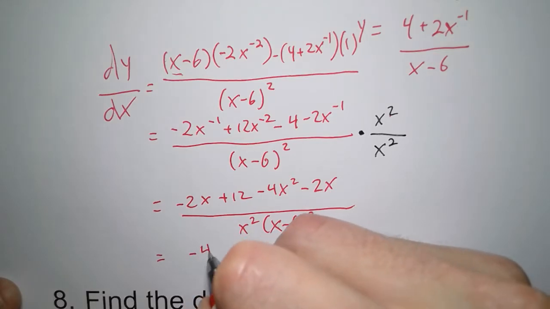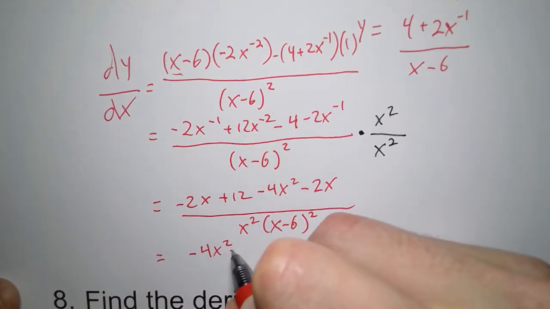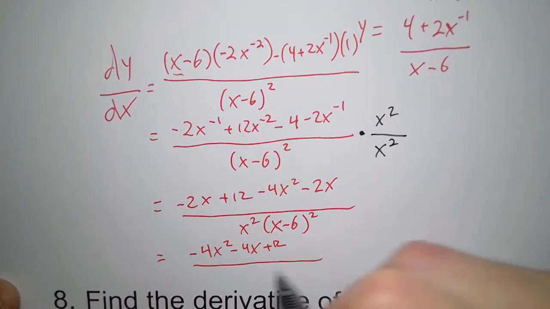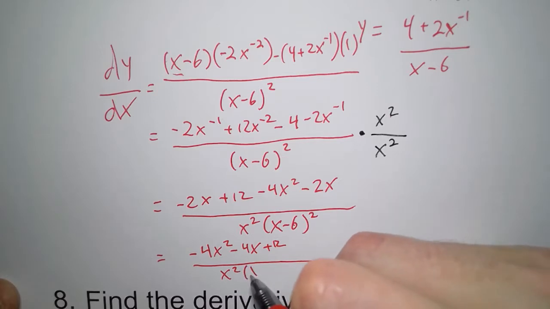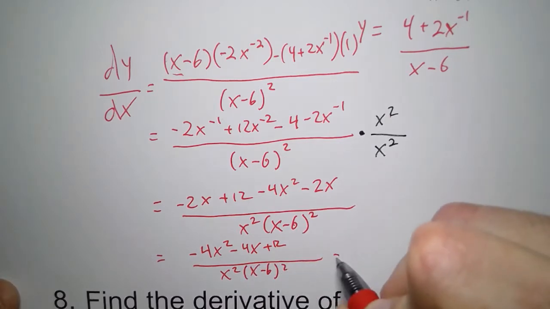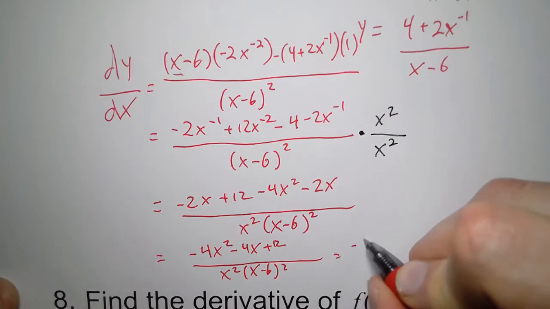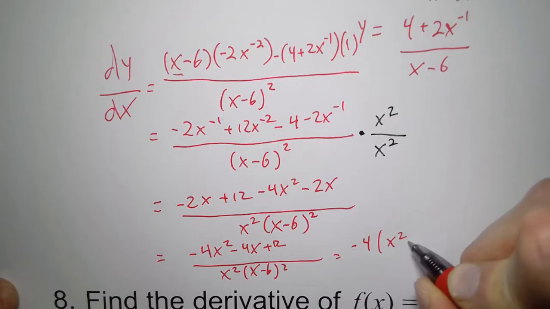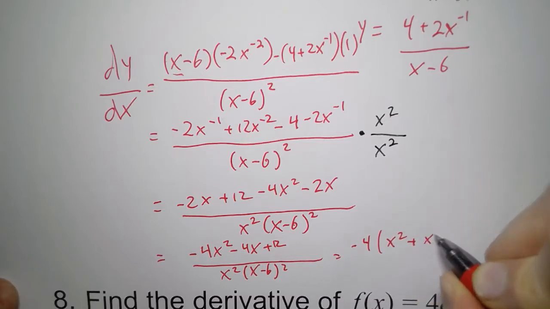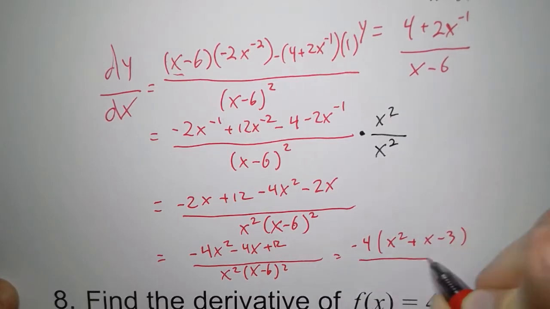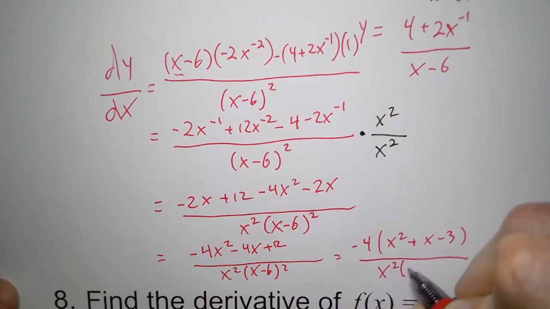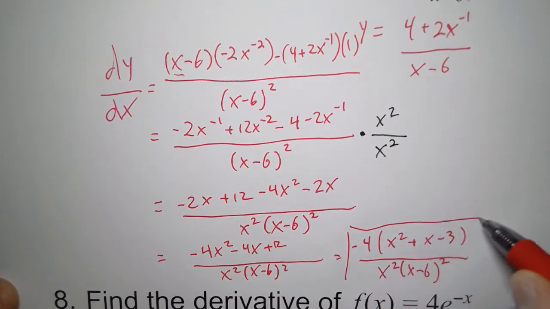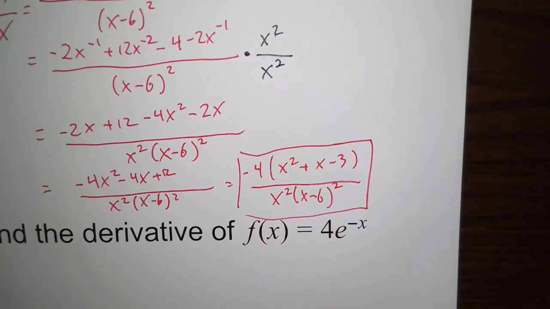Combine our like terms. Negative 4x squared minus 4x plus 12 all over x squared times x minus 6 squared. And on the top, we can factor out a negative 4. And we'll do that. X squared plus x minus 3 all over x squared times x minus 6 squared. And so there is our derivative.